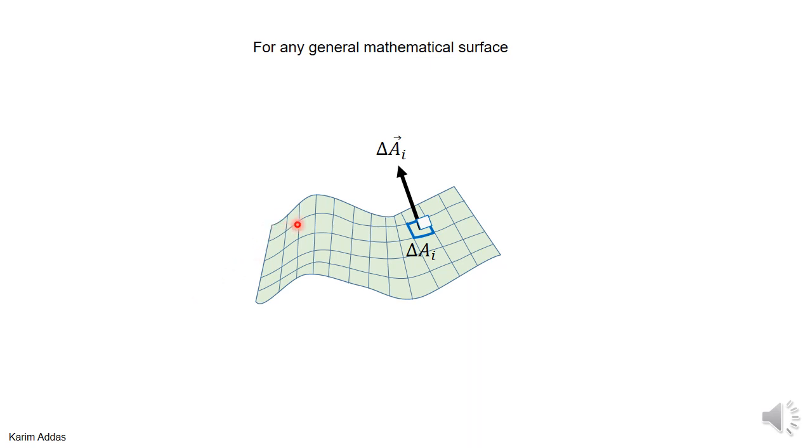So if you take a mathematical surface, this surface does not exist in nature. It's not made of any material. It's an imaginary surface in space. It could be any shape. It doesn't have to be flat. It could be any shape.